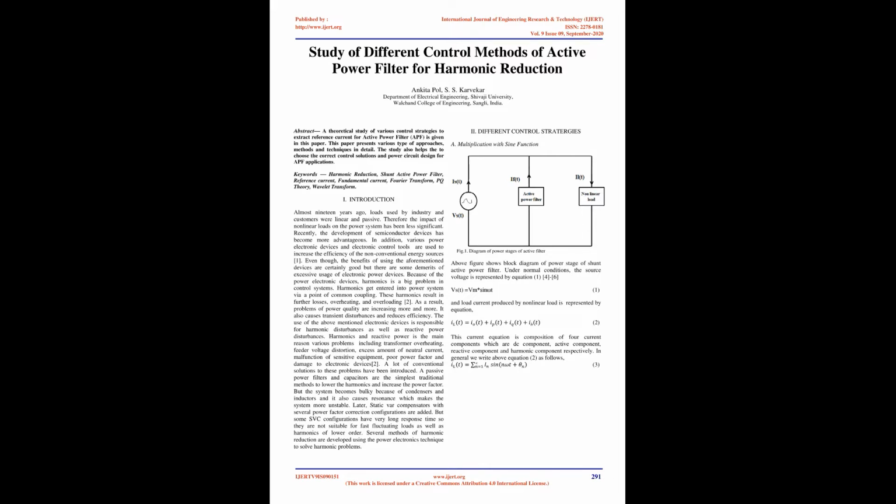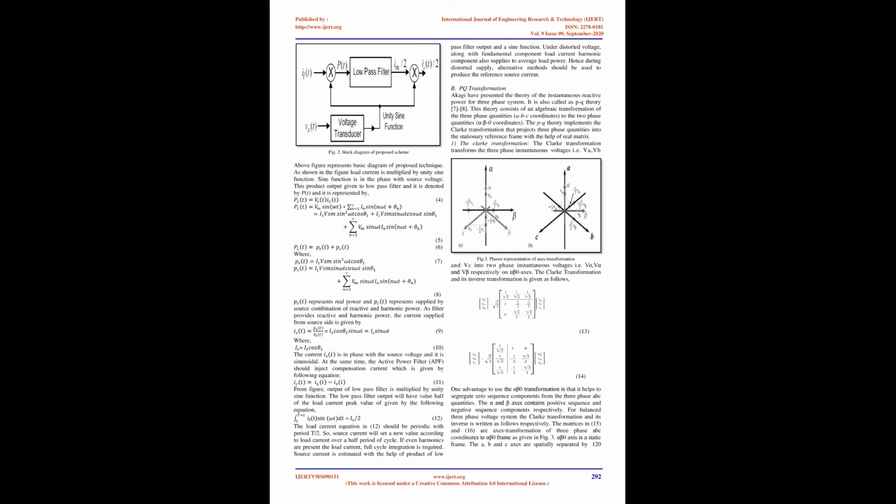Because of the power electronic devices, harmonics is a big problem in control systems. Harmonics enter the power system via a point of common coupling. These harmonics result in further losses, overheating, and overloading too. As a result, problems of power quality are increasing more and more. It also causes transient disturbances and reduces efficiency.